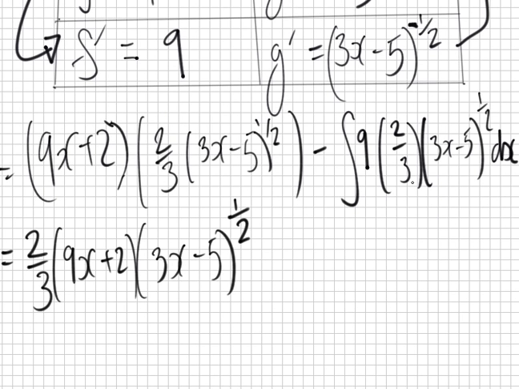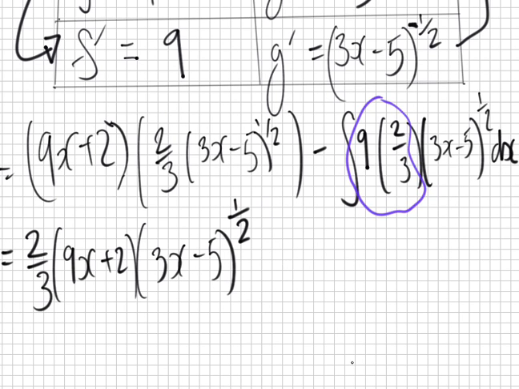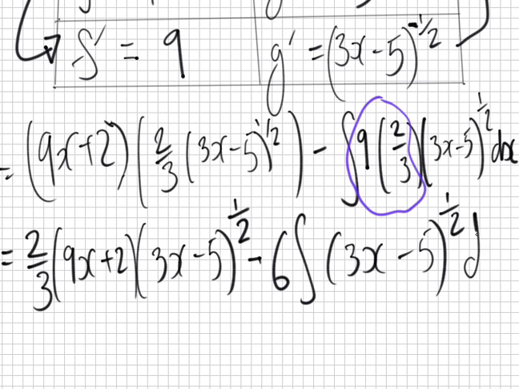Now 3 goes into that, so that'll be a 6 here. This here becomes 6, minus 6 (3x minus 5) to the power of a half dx.